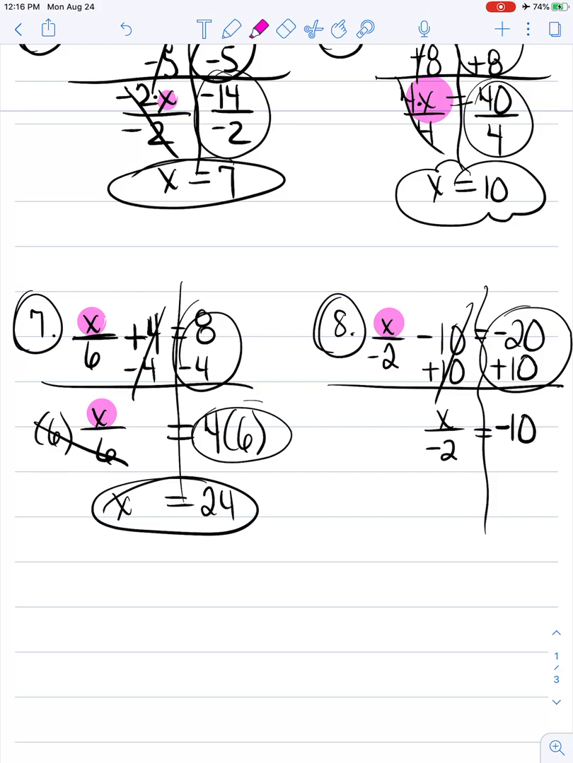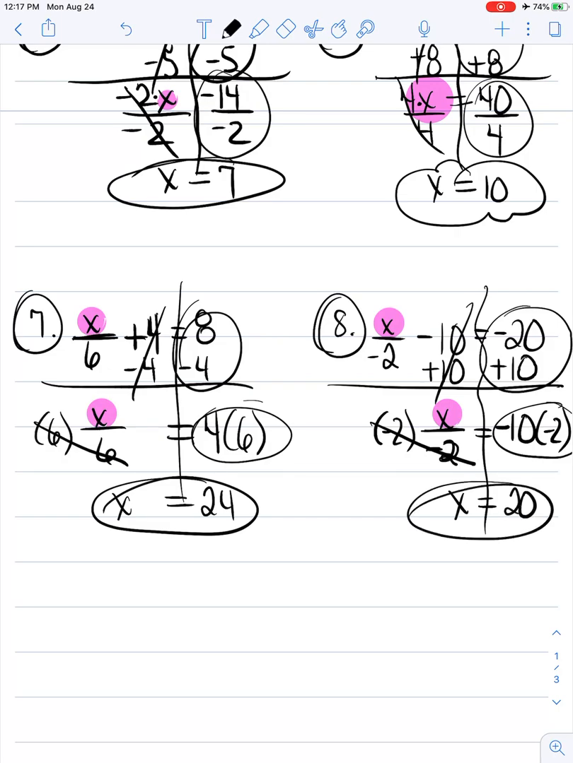Find your variable. I still see a number with it, so I've got to do the opposite or inverse of divided by negative 2, which is to multiply both sides by negative 2. So x equals negative 10 times negative 2, same signs, positive. 10 times 2 is 20. So the solution to this equation is 20.